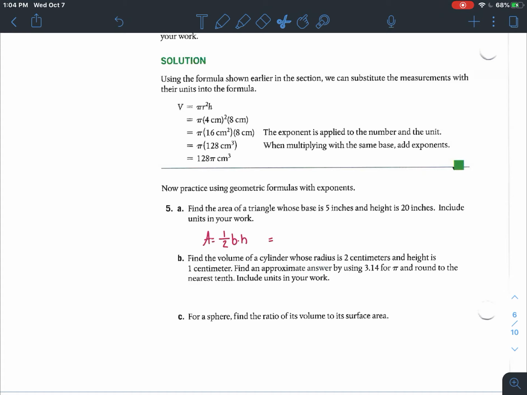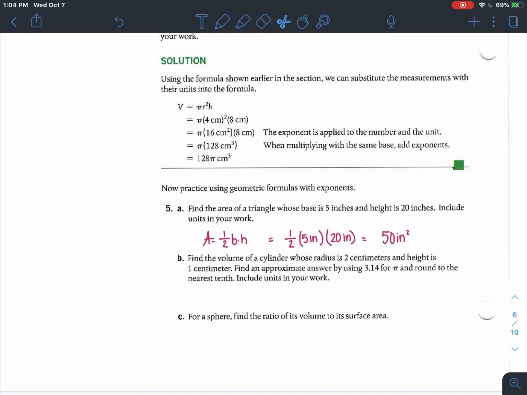So area, if you scroll up, area is 1/2 base times height. I'm going to plug in 5 inches for the base and 20 inches for the height. And it says include the units in your work, so I'm going to keep the units there. Now we have 1/2 times 5 inches times 20 inches. If I multiply 1/2 times 5 times 20, I get 50. Inches times inches, just like x times x would give me x squared, gives me inches squared. So 50 inches squared is my answer.